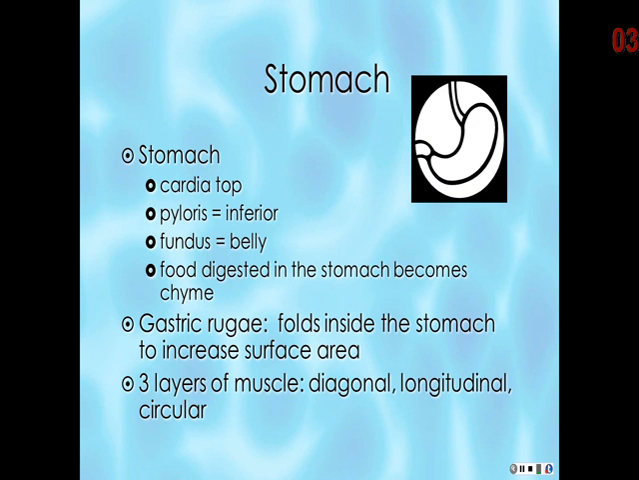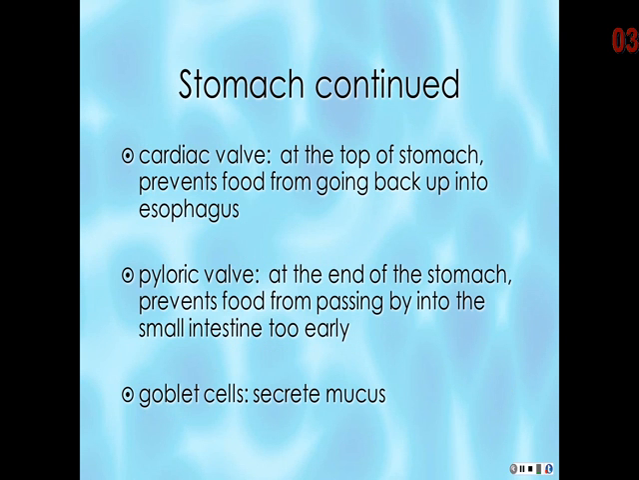The outer portion of the stomach is made of 3 layers of muscle that run diagonal, longitudinal, and circular in direction. This allows stretch and contraction of the stomach during and after meals. The cardiac valve is at the top of the stomach and prevents the contents from going back up into the esophagus.